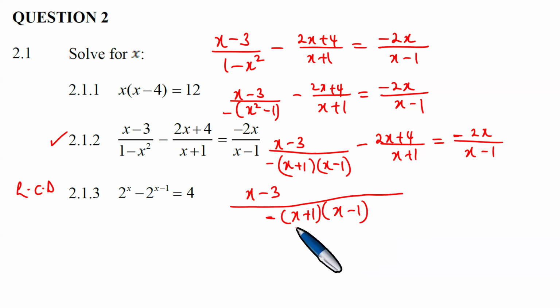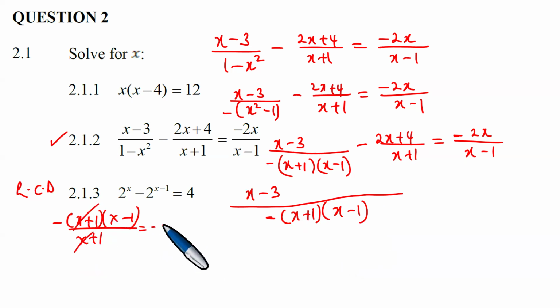In other words, you take all this, which is x plus 1, x minus 1, and you divide by x plus 1, which is x minus 1. Then you take this one because you're saying all these divided by x plus 1. This one cancels, and you get x minus 1, but there's a negative in front that you carry forward.